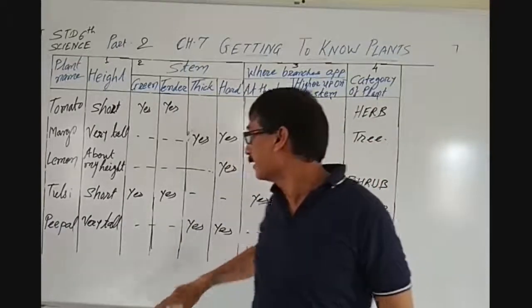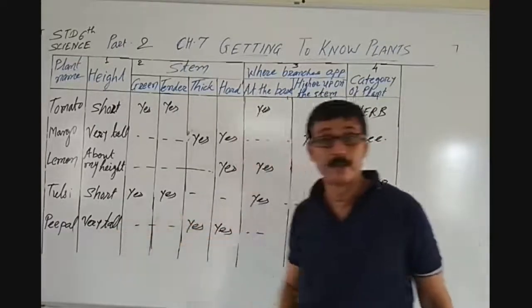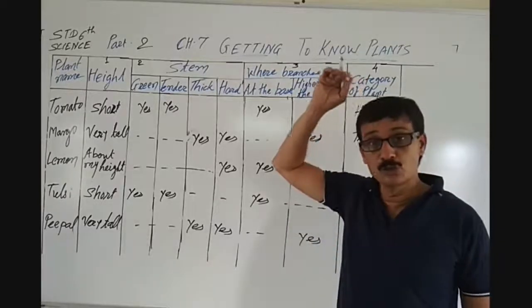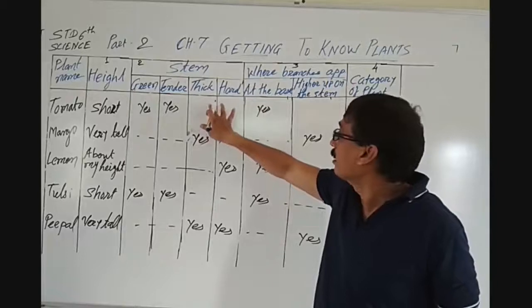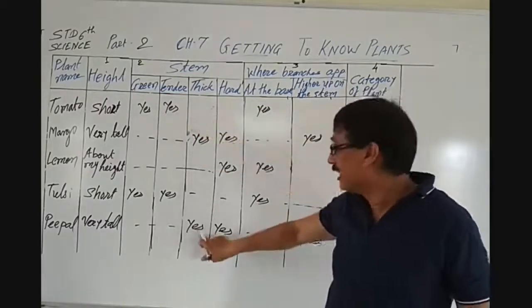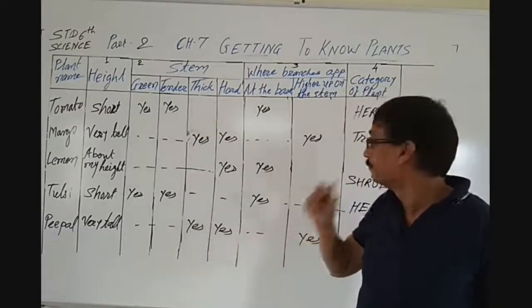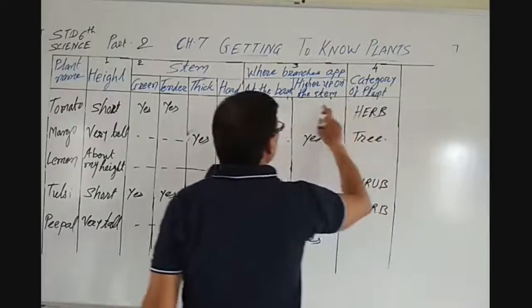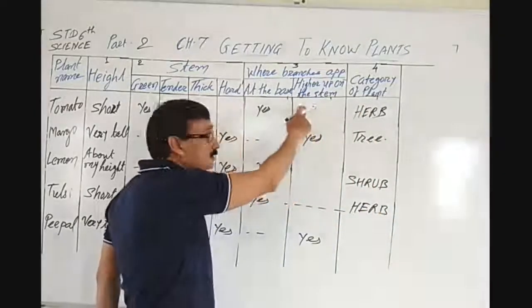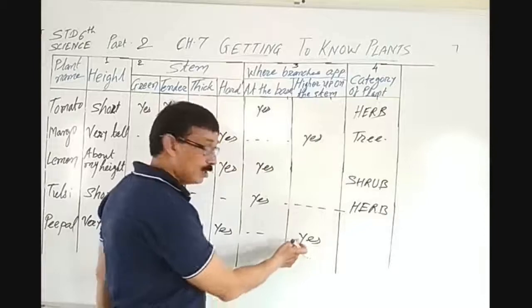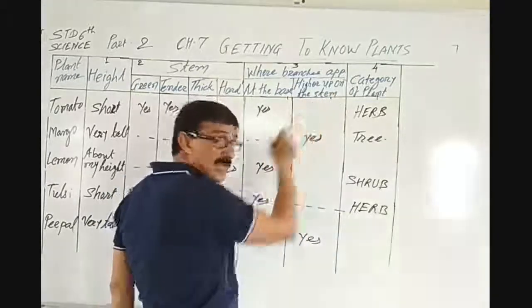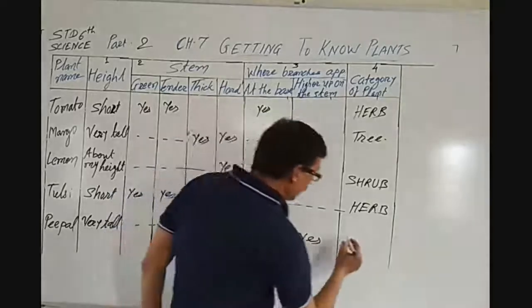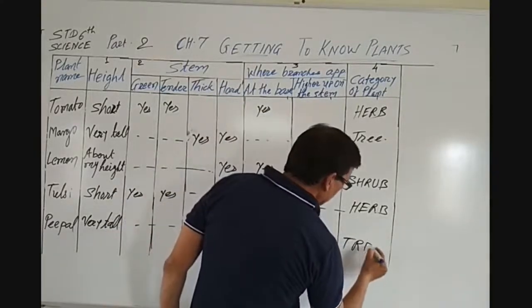Any other trees there? Yeah, this peepal. It also used to be very tall. The stem of that peepal tree is thick. It is hard, and the branches grow higher up on the stem, isn't it? And that is why this is also a tree.